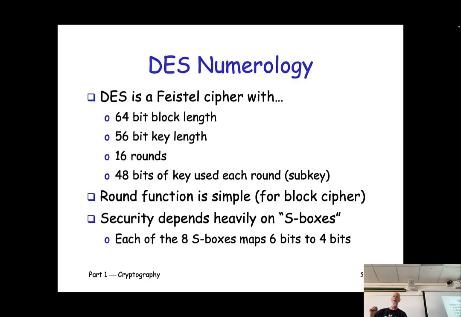Okay, so we want to look at DES in a little more detail. So again, DES is a Feistel cipher. So it has that new left half, his old right half, all that stuff.